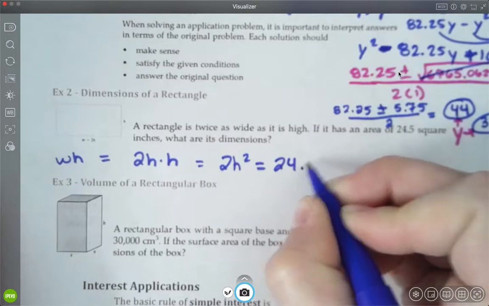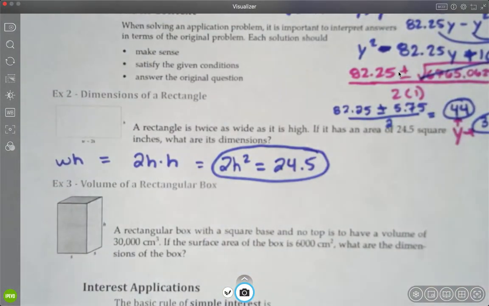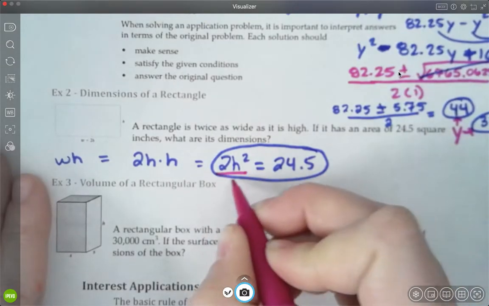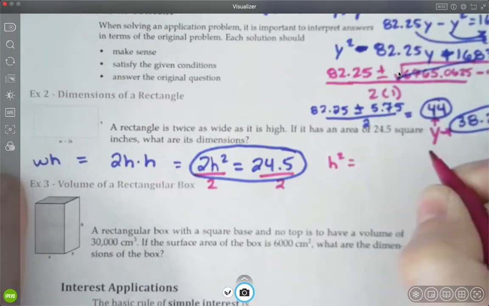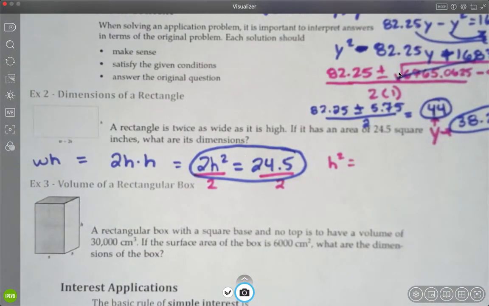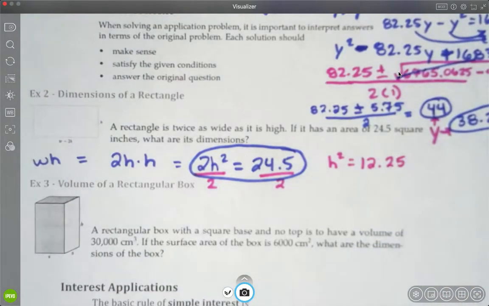24.5. So this is the equation that I have. Now how do I solve that? Divide by 2 first. h squared equals... do that in your head. What's 24.5 divided by 2? 12.25.